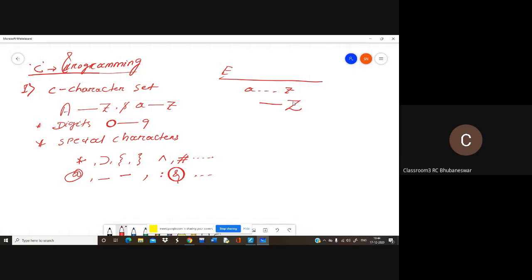Okay, in our C programming, some reserved words are there. What are reserved words? What do I mean when I use the terminology reserved words? Can someone please tell what reserved words are?